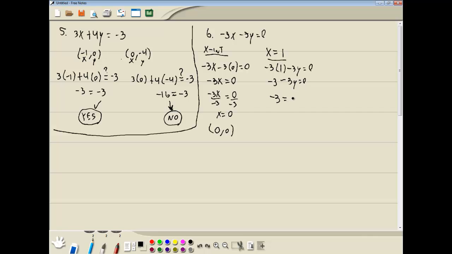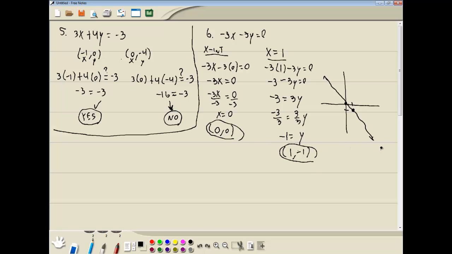Negative 3 times 1 is negative 3, minus 3y is equal to 0. Take the negative 3y to the right side, becomes a positive 3y. And then divide both sides by the number in front of your y. And we get y is equal to negative 1. So this point would be 1, negative 1. Okay, so now that we got our 2 points, our origin is 0, 0. That goes right there. 1, negative 1, that'd be right there. And then draw a line through them. That should be a straight line, but use your imagination. So that's my first point, that's my second point, and this is my graph.